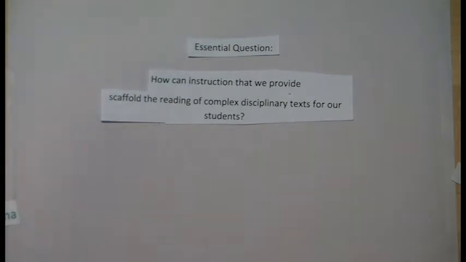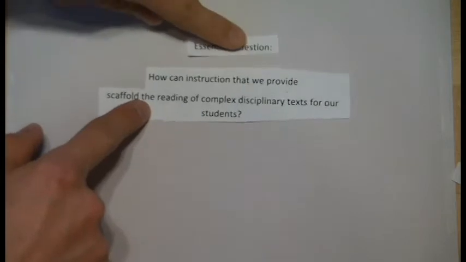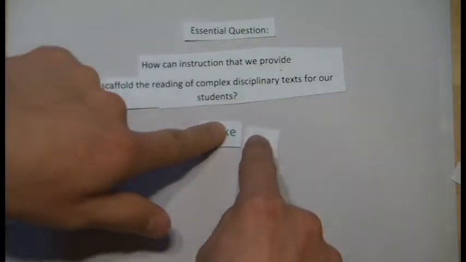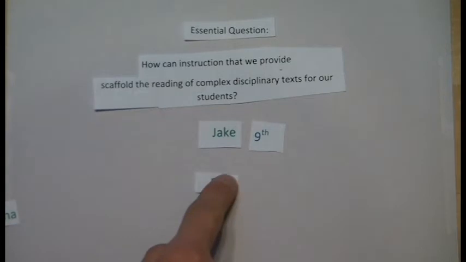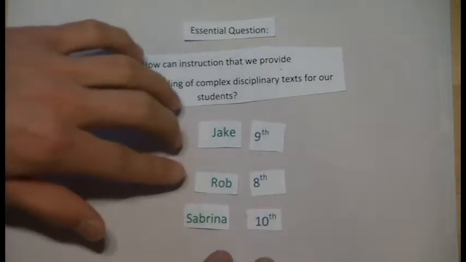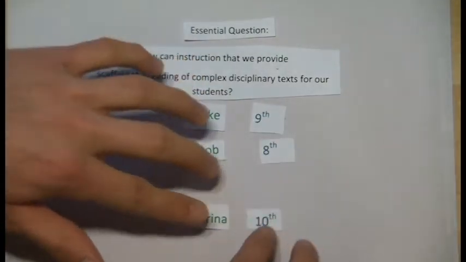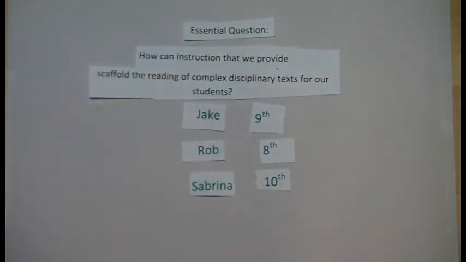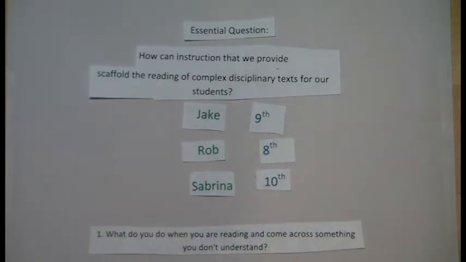And we figured the best way to go about talking about this chapter was to interview some students and see how they responded to their classroom activities and what they thought of their study habits. So we interviewed Jake, who's a 9th grader. We have Rob, who happens to be in 8th grade, and Sabrina, who is in 10th grade. So we've got a pretty diverse list of kids here, ranging from 8th to 10th grade. And our first question that we asked them is, what do you do when you are reading and come across something you don't understand?